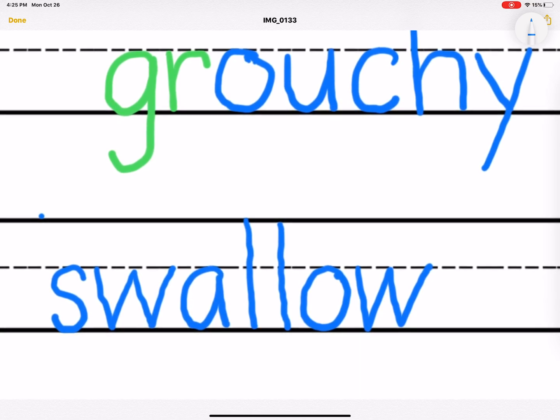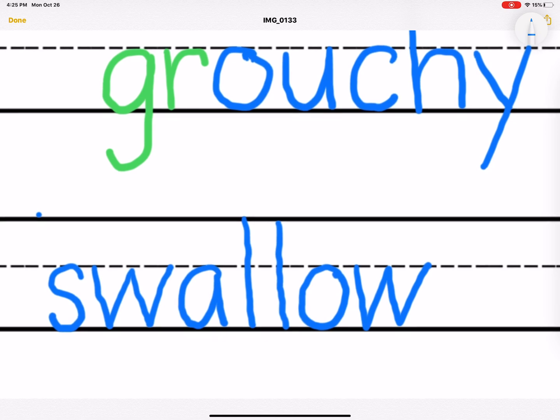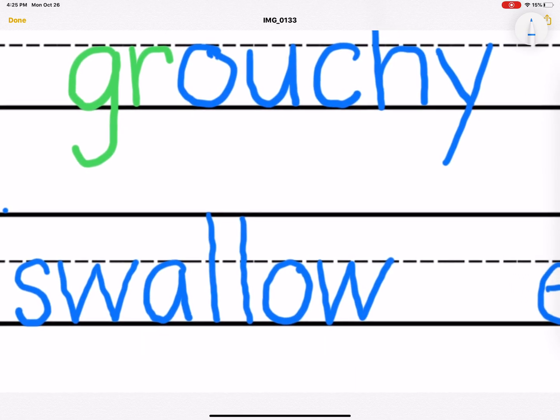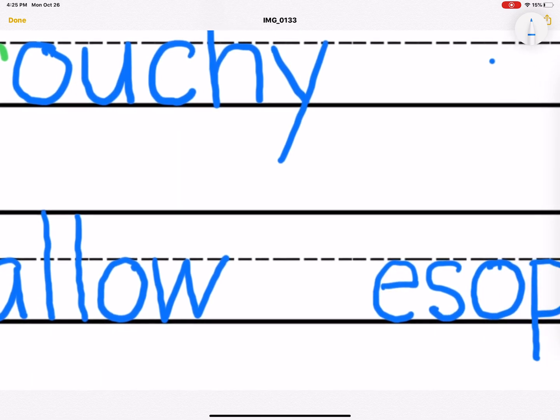Notice the LL. And it ends with OW, just like that word we did last week, glow. This one's swallow. So the ending sound is the same. So you always swallow your food and chew it up into small pieces before you swallow it.